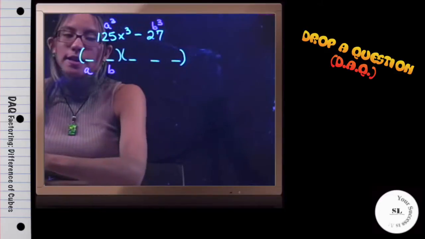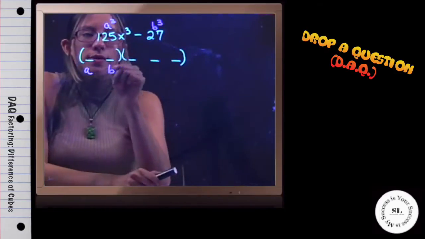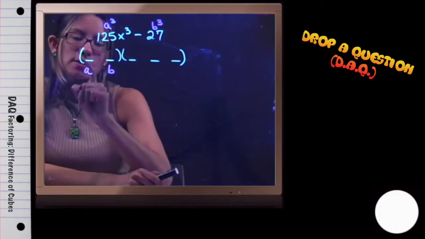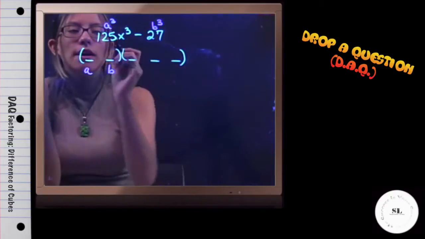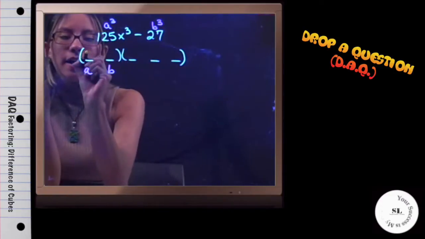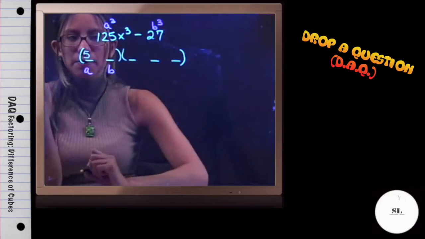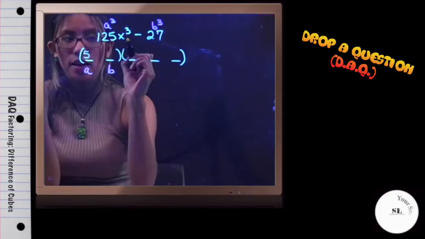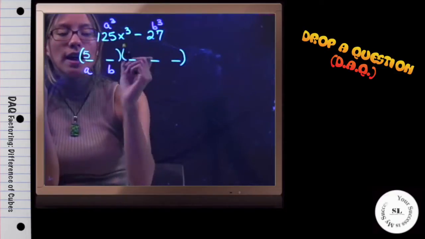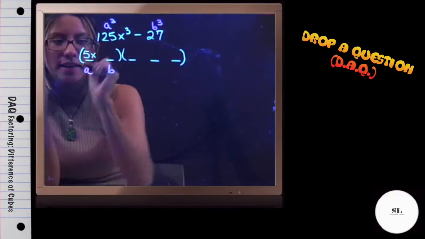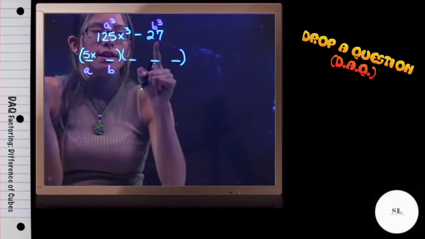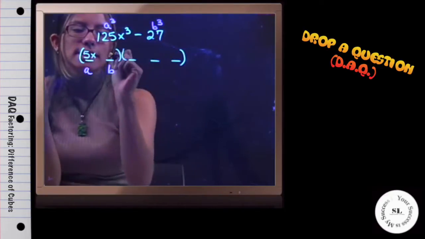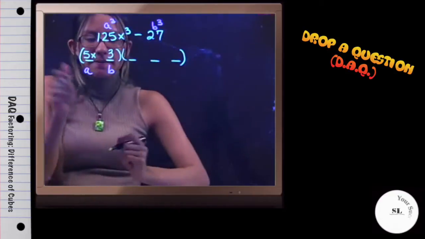So I have to take the cube root of 125x cubed to get this first term here. So if I take the cube root of 125, that's 5. But don't stop there, because this has a variable that I also need to take the cube root of. The cube root of x cubed is just x. And now if I move on, here's a 27. The cube root of 27 is 3.